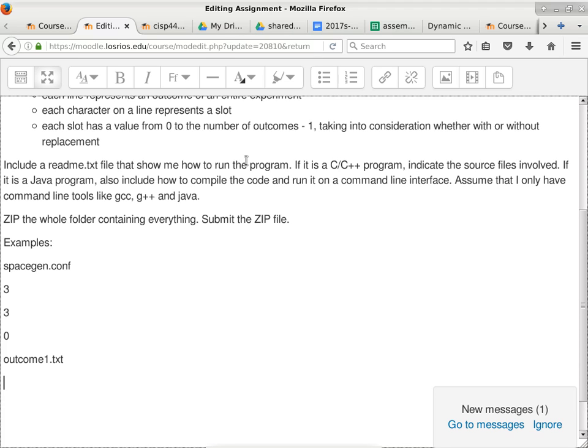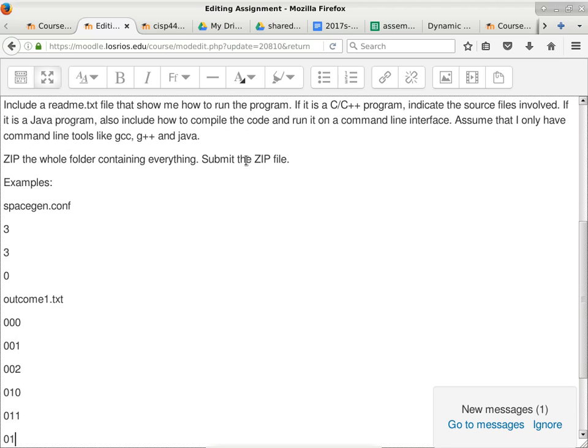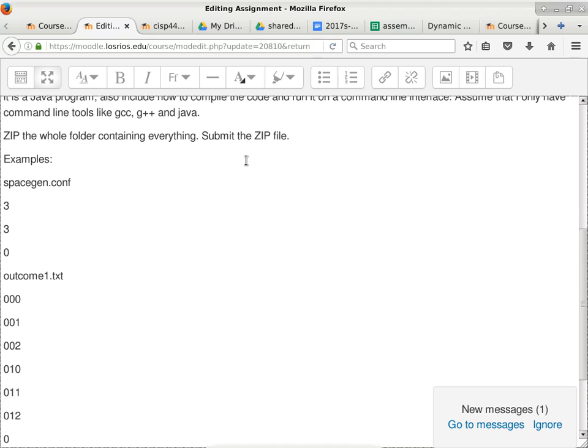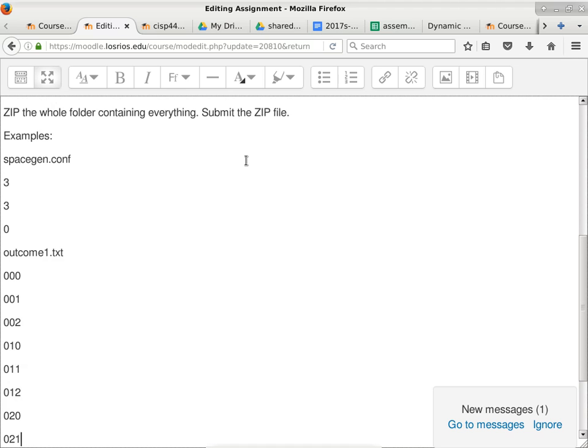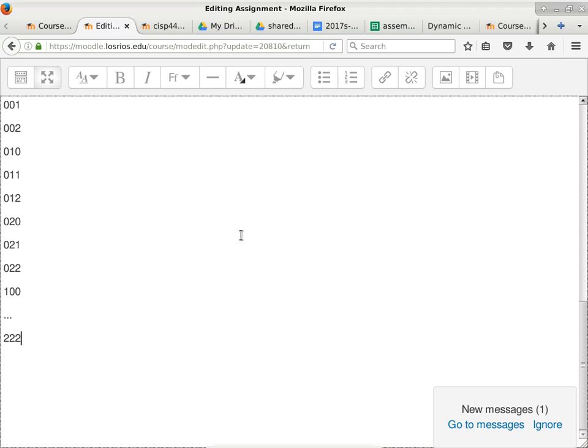And everything is 0 oriented. So on the first line, 000, 001, 002, 010, 011, 012, and then you have 020, 021, 022, and then you have 100, and so on. How many rows do you think this file is going to have? The last one is going to be a 222. What is going to be the number of lines of this particular configuration? 27, okay? 27 because it is 3 to the power of 3.